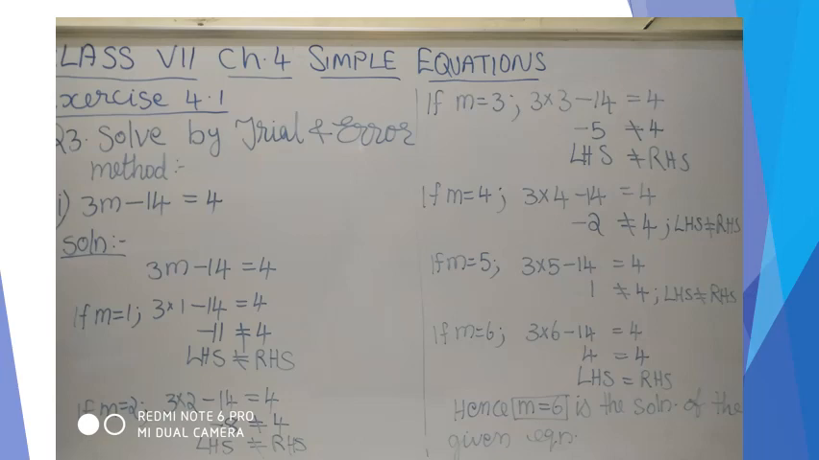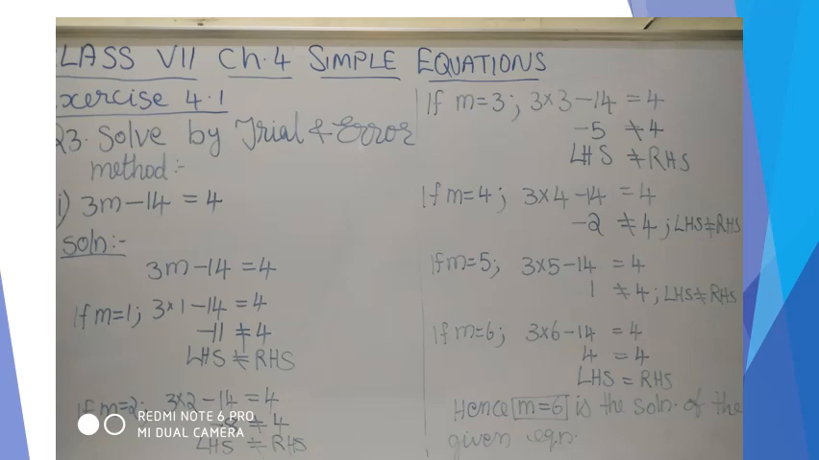So we get 3 into 1 - 14 = 4. That means 3 - 14 = 4. That is -11 not equal to 4. LHS not equal to RHS. Now we try with m = 2. So 3 into 2 - 14 = 4. That is 6 - 14 = 4. -8 not equal to 4. LHS not equal to RHS. So m = 2 is not a solution.